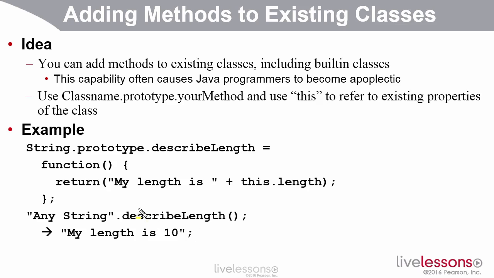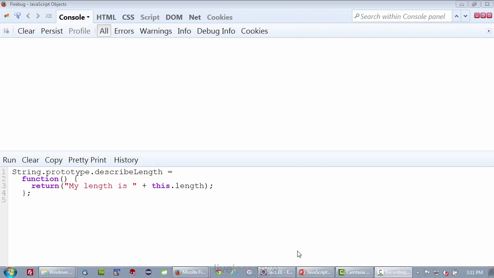So string is already built in. By using the prototype variable, I can add a new method to the string class. Once I do this, every string that's ever created in the rest of my JavaScript program will automatically have an additional method. Let me give you an example. So I use the prototype property to add a new method, a class level property whose value is a function, in other words, a method, to string. And so now all strings in the future will have a describeLength method.